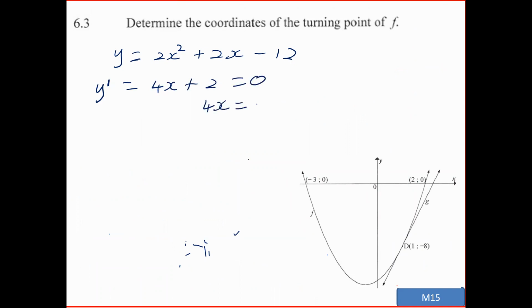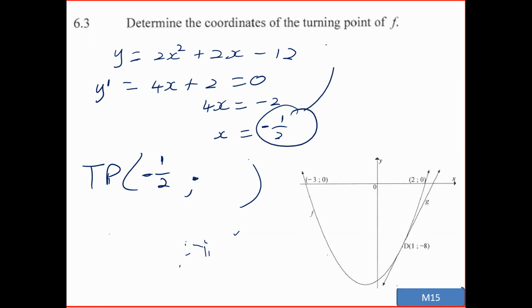We'll get 4x is equal to minus 2. Divide both sides by 4. We should be getting minus half. So our turning point is actually minus half. And to get my y value, it's very simple. Take this and substitute it in the equation. Can someone do that for us quickly? 2 brackets minus half squared plus 2 bracket minus half minus 12.